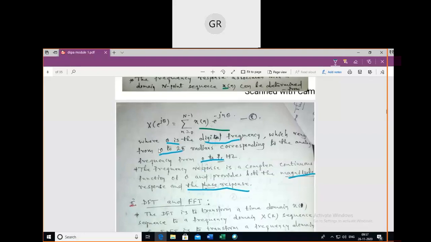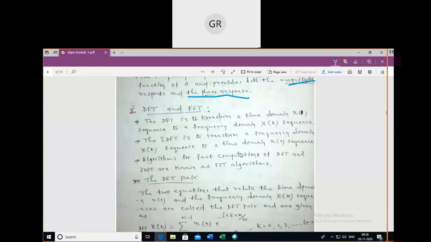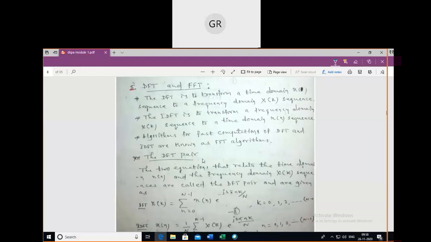What is theta here? Theta, already discussed, is the digital frequency. The unit for this is radians. The theta will range from 0 to 2 pi radians, corresponding to the analog frequency from 0 to Fs hertz. Then we go for the DFT, and the next topic is DFT and FFT.